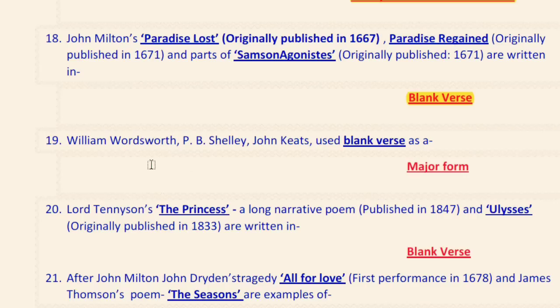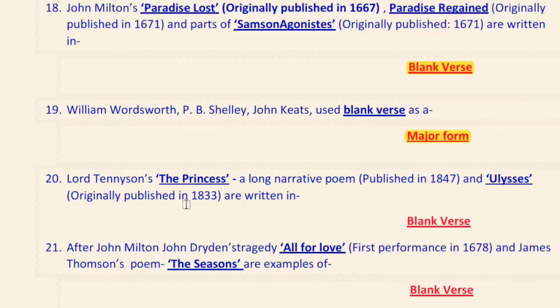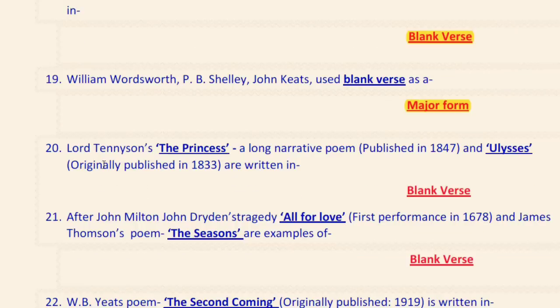Question number 19. William Wordsworth, P.B. Shelley, and John Keats used blank verse as a. The answer is major form. Question number 20. Lord Tennyson's The Princess, a long narrative poem published in 1847, and Ulysses, originally published in 1833, are written in. The answer is blank verse.